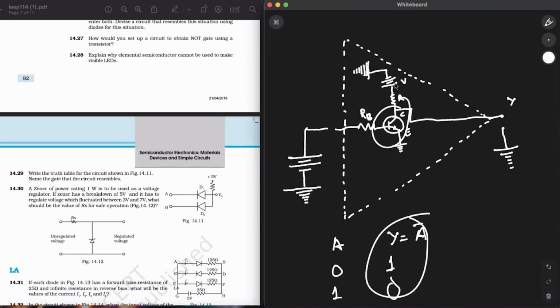If the input is high, the transistor current is in the saturation and the net voltage at the output will be 0, because the circuit will act as a broken situation and the net voltage at Y will be max. So that is what we have tried to do over here.